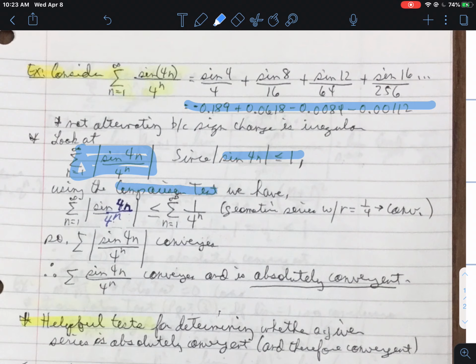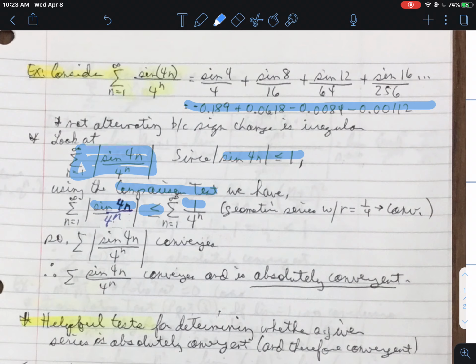And I can say then, all right, if I look at the absolute value of the sine of 4n over 4n, I know that that has to be less than or equal to 1 over 4n, because sine of 4n is less than 1, right, from that comparison above. So we know this statement to be true as far as a comparison between those series.